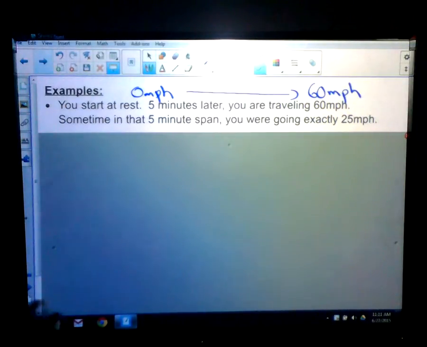You have to hit every point between 0 and 60, which are y values, between the x values of 0 and 5 minutes. Could you be going 65 miles an hour at some point in time? Yeah, you could. The intermediate value theorem doesn't say that you can't go outside of 0 to 60, but that you have to hit every point from 0 to 60.